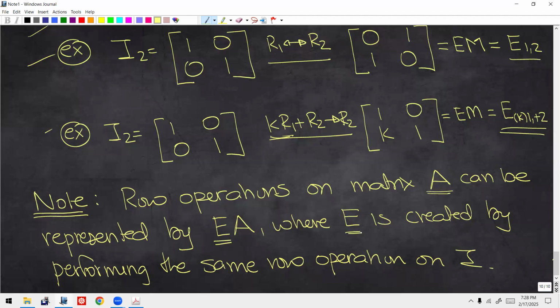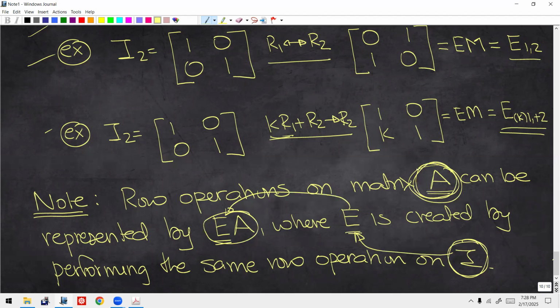Because to get E, we perform one row operation on I and we get E. So instead of performing the row operation on A, we perform that row operation on I and create E, and then multiply A by E, and that'll result in the same thing as performing that same operation on A. Again, computationally, this makes no sense. But this stuff is used for proving theorems and theoretical stuff, okay?